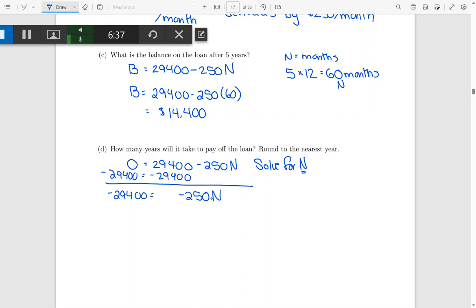All right, and then to get the N by itself, it's hooked to the negative 250 by multiplication. So we divide it off. And there's the equals there. So N came out to be, I believe, 117.6 months.